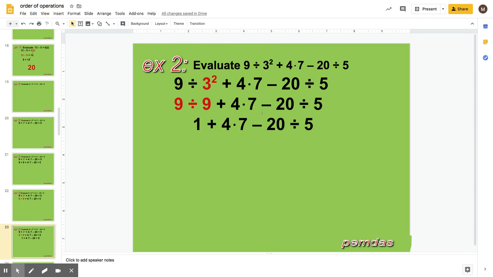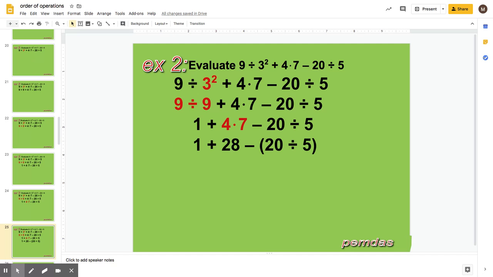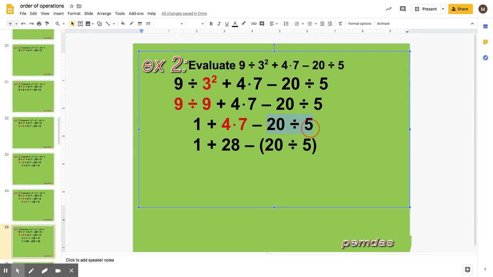Now the next step is to do 4 times 7. Notice I made an emphasis of 4 times 7. And 4 times 7 is 28. Now I have 20 divided by 5.